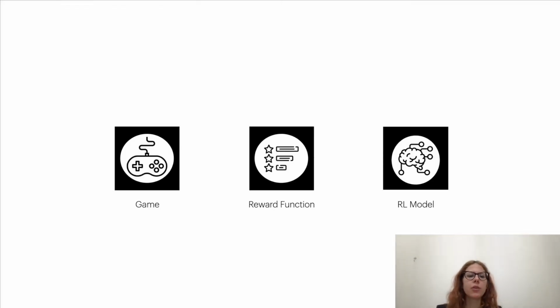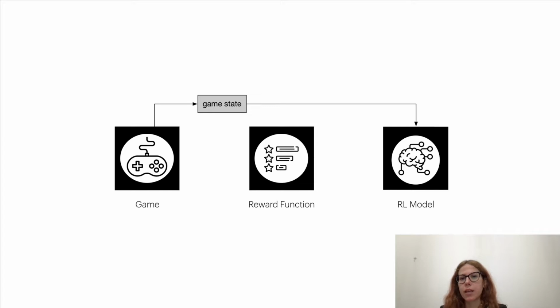Okay, so in general we have three main blocks. We have the game, the reward function, and the reinforcement learning model. The game provides the reinforcement learning model with the game state. It can be, for example, the screen of the game itself, but also an array of numbers specifying the position of the agent in the environment. So it is something that describes the status of the game in that moment.